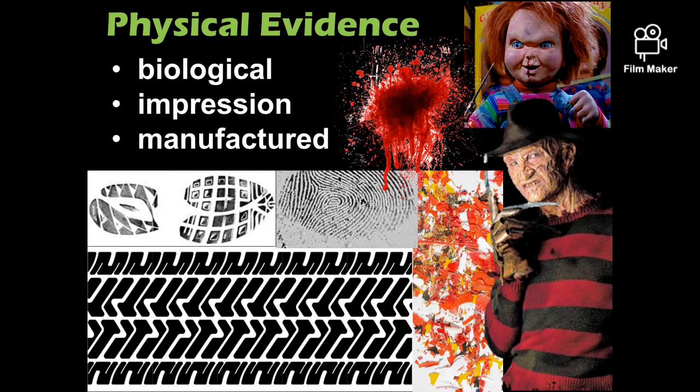Similarly, impression evidence, like fingerprints, can identify a specific person, while usually footprints and impressions of tire treads once again help you to narrow down your pool of suspects. Finally, manufactured evidence comes from mass-produced items such as paint or fibers. Their characteristic size, shape, and chemical composition can be used to identify when, where, and by whom they were manufactured.